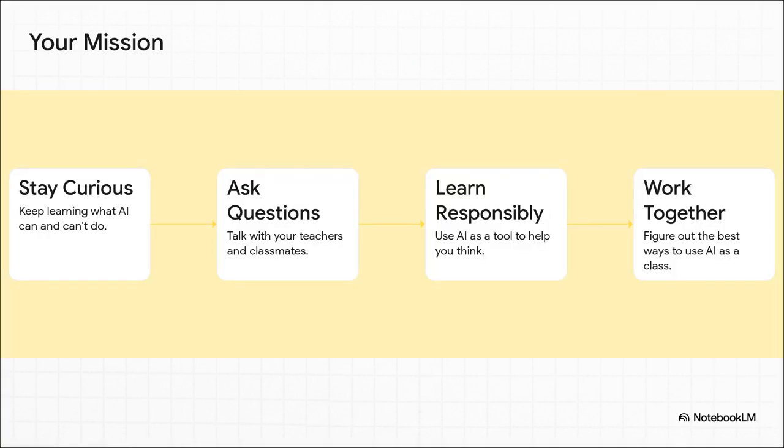So, think of this as your mission, right? Four simple steps. Number one, stay curious. Keep learning about what these tools can do and what they can't. Two, ask questions. Talk to your teachers, talk to your friends. Three, learn responsibly. Use it as a tool to help you think, not to do the thinking for you. And four, work together. Figure out the best ways to use this as a class, as a team.